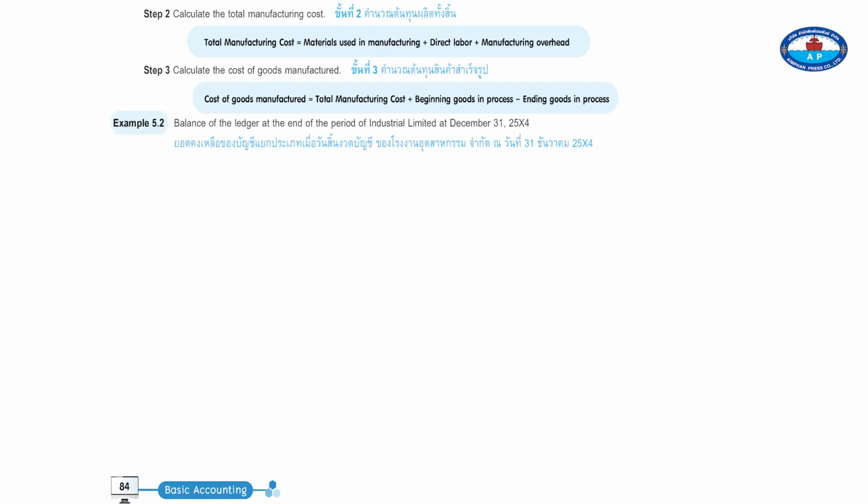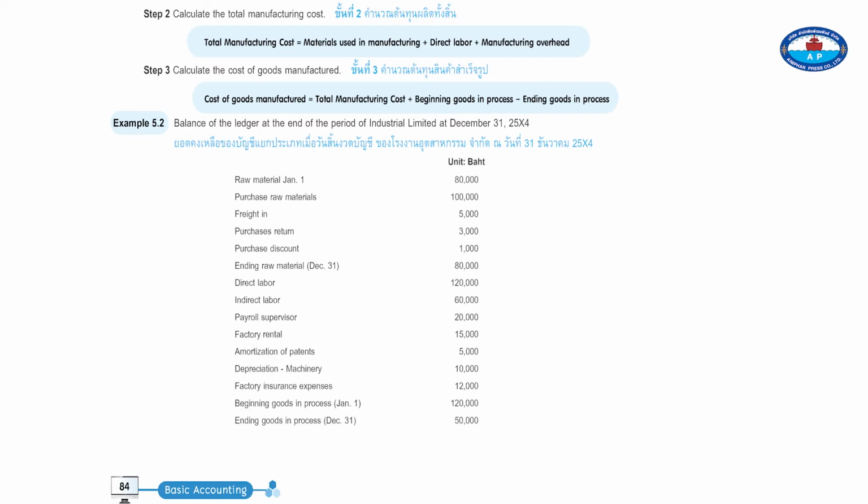Example 5.2. Balance of the ledger at the end of the period of Industrial Limited at December 31st, 25x4. Raw material January 1st, 80,000 baht. Purchase raw materials, 100,000 baht. Freight in, 5,000 baht. Purchases return, 3,000 baht. Purchase discount, 1,000 baht. Ending raw material, December 31st, 80,000 baht.